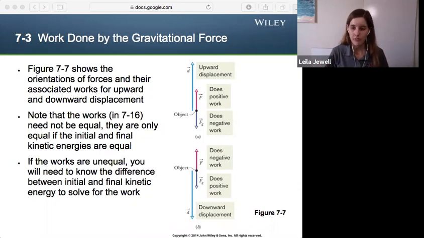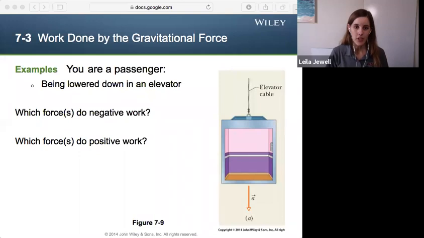So there we have it. Let's look at a brief example here. You're a passenger being lowered down in an elevator. Which forces do negative work? Which forces do positive work? So I want you to think for a moment about this, come up with an answer to both questions before you move on. So go ahead and pause now.